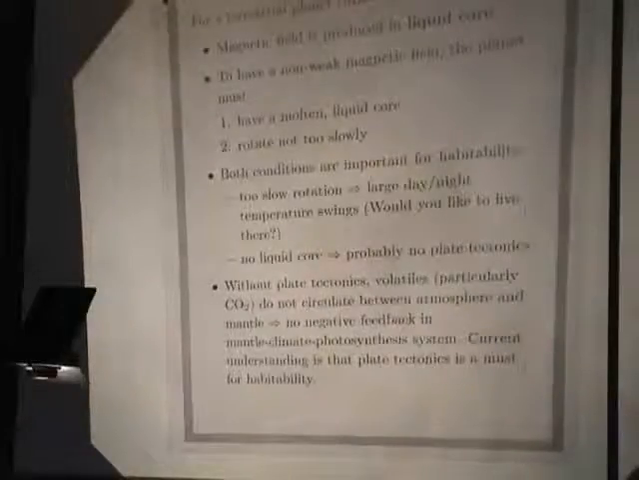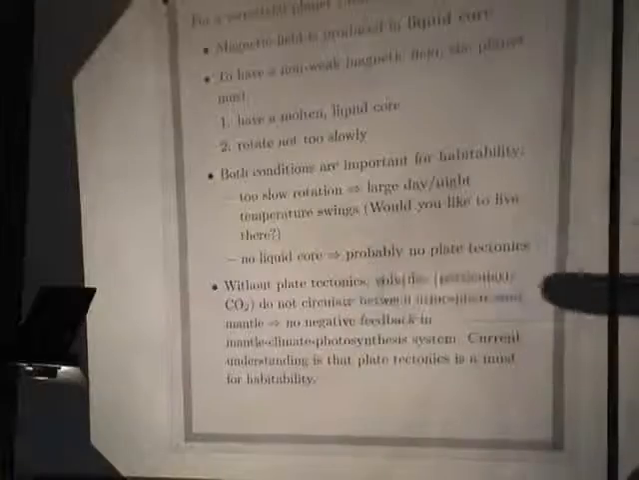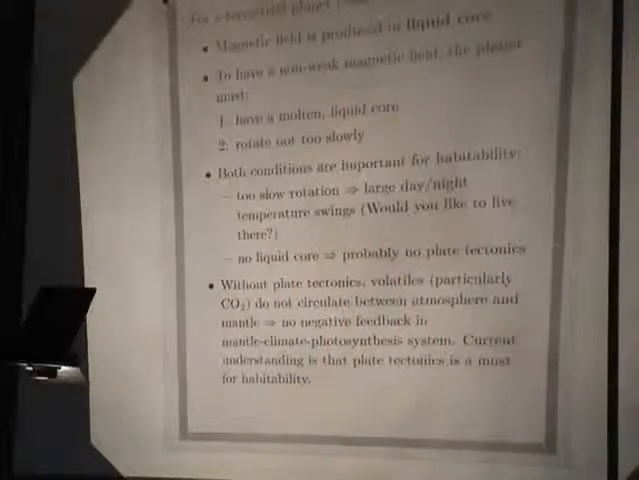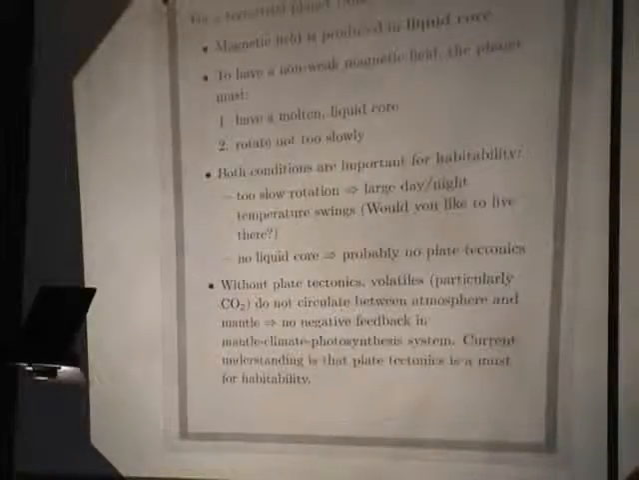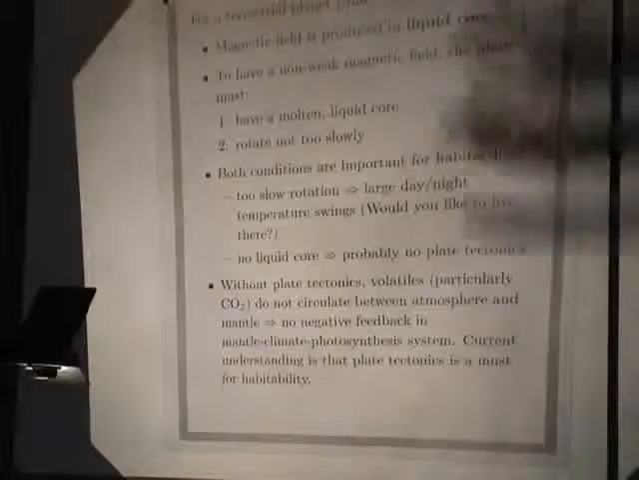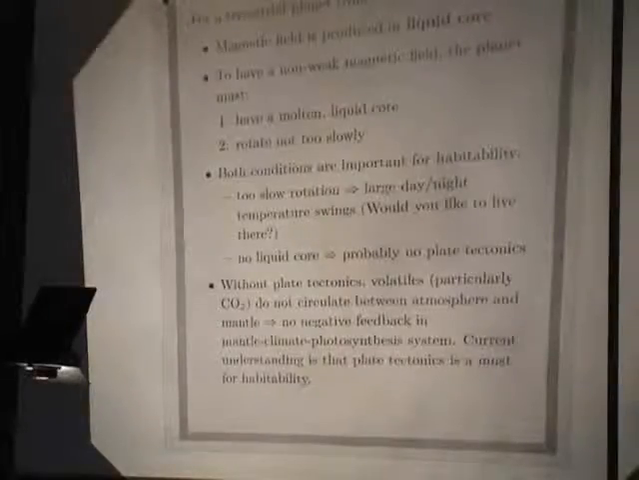And then, as we have heard many times during this meeting, if you don't have plate tectonics, then you don't have this volatile circulation, and then the planet is probably not habitable. So what it means, when you put it all together, is that the presence of a magnetic field is an almost necessary condition for the habitability of the planet.